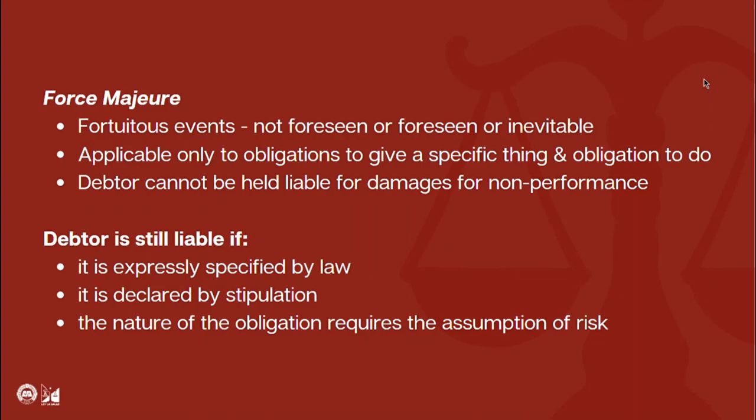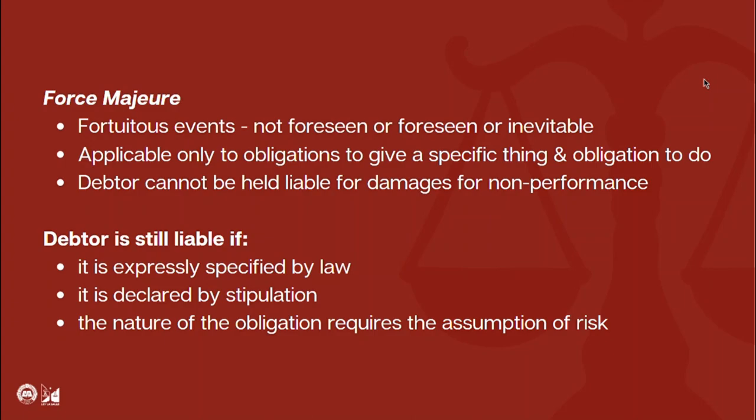This is applicable only to obligations to give a specific thing and obligations to do, and the debtor cannot be held liable for damages for non-performance. However, the debtor is still liable if it is expressly specified by law, if it was declared by stipulation, and when the nature of the obligation requires the assumption of risk.